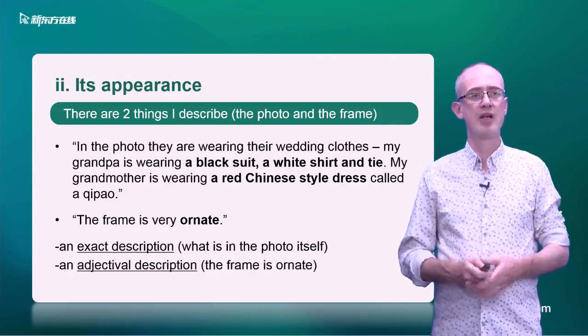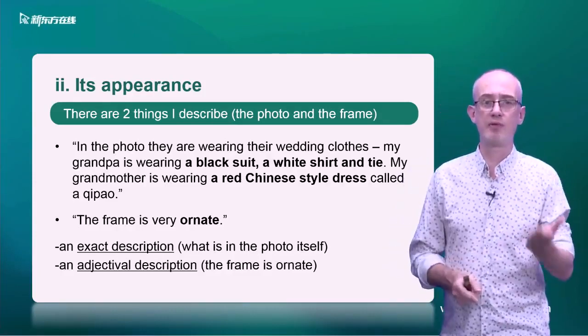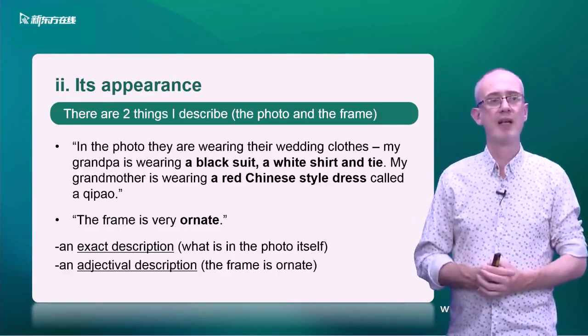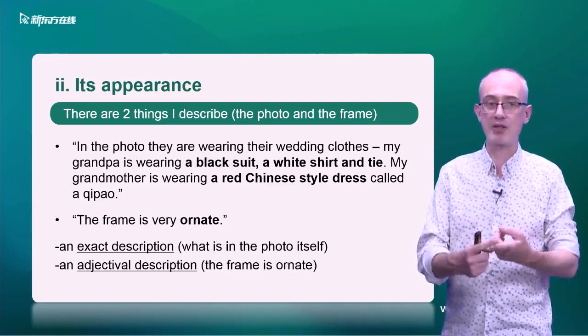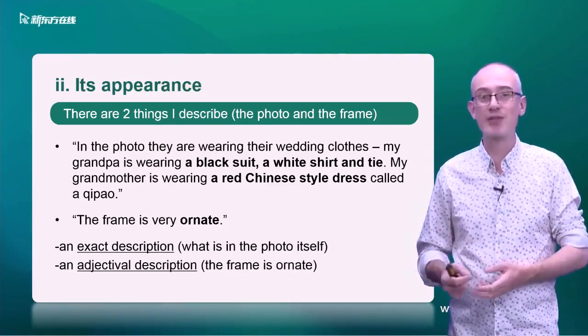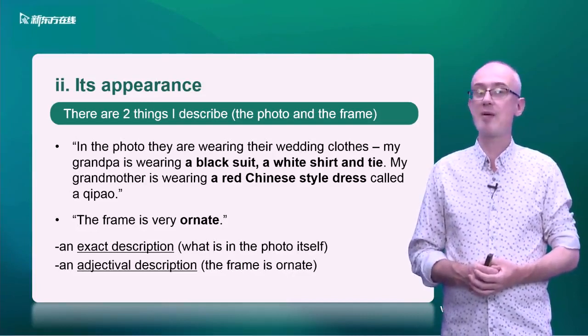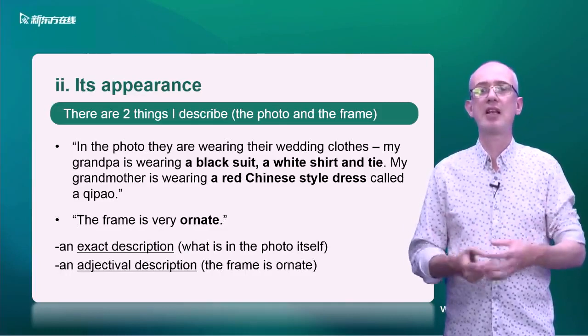So, its appearance. There are two things I describe here. This is where I describe the photo and the frame. In the photo they're wearing their wedding clothes. My grandpa is wearing a black suit, a white shirt and tie. Sorry, a red Chinese style dress called a qipao. The frame is very ornate, decorative, with lots of decorations in it.